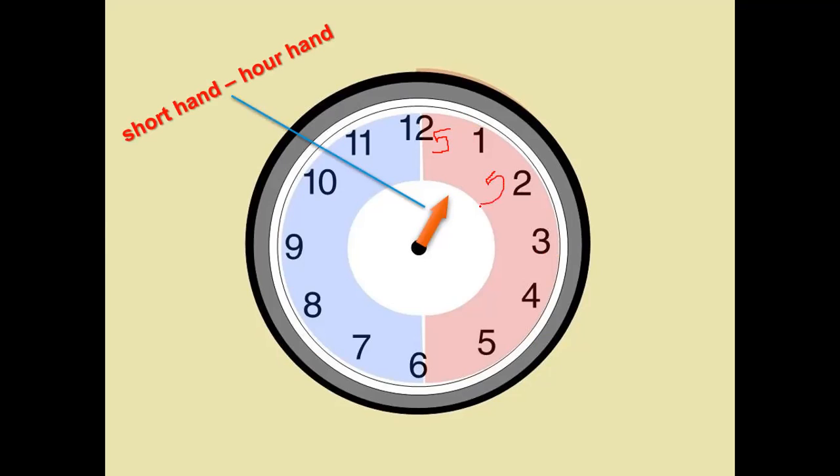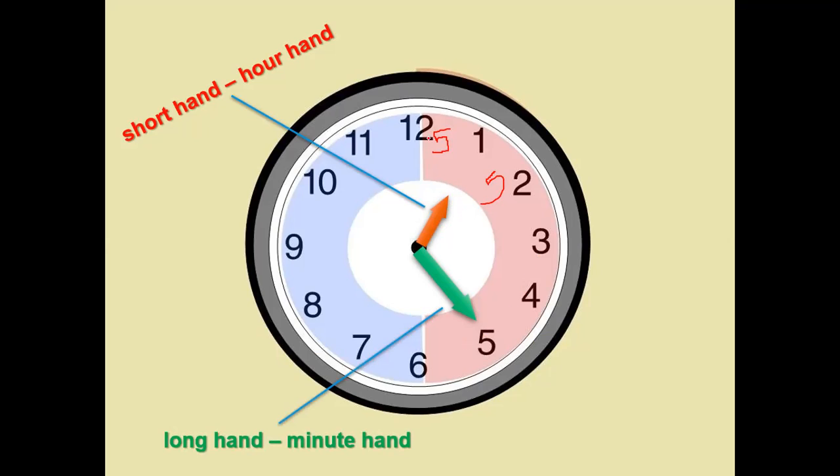So make sure that we have the big hand on the minutes. You can see now the little hand, or the short hand, which is the hour hand. It refers to number 1, so it's 1 o'clock. And the big hand, the green one, the long hand, is the minute hand. Let's count the minutes on the pink part.